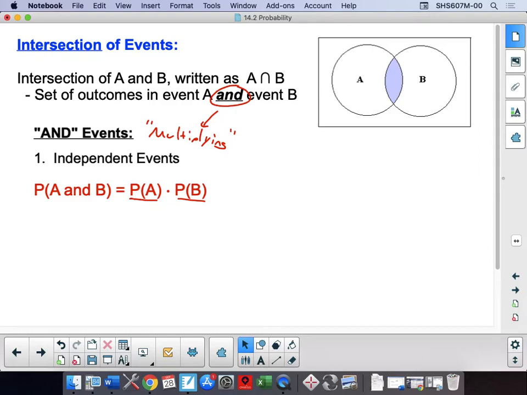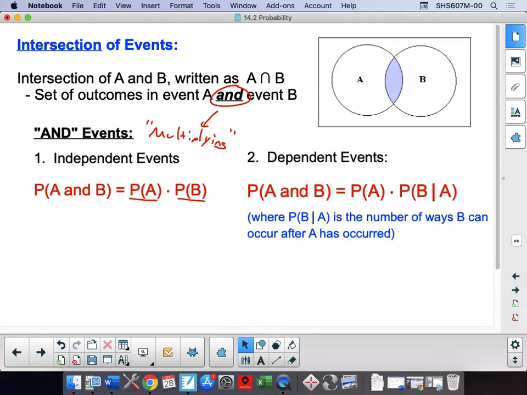If, though, in this case, they're dependent on each other, it's still the probability of A and B. This looks weird as it's written, but it's the probability of the first event times, again multiplying, the probability of event B dependent upon event A. So can you think of something like two events where one affects the other?